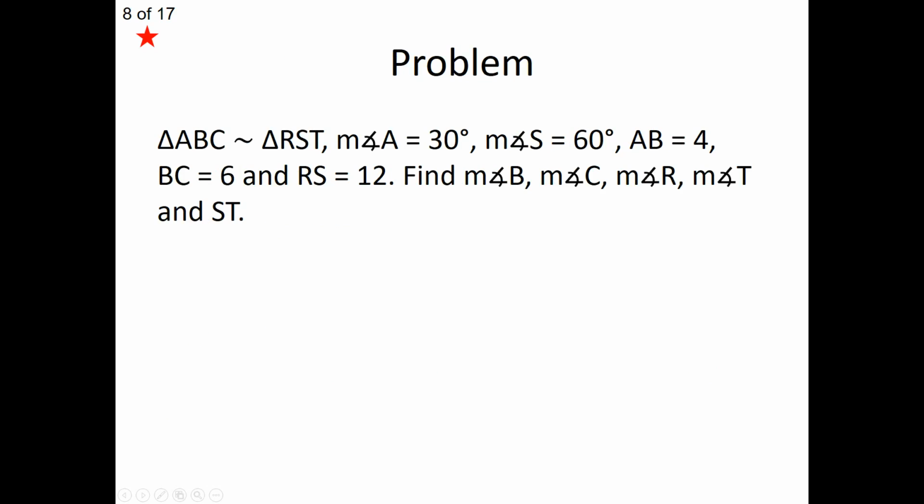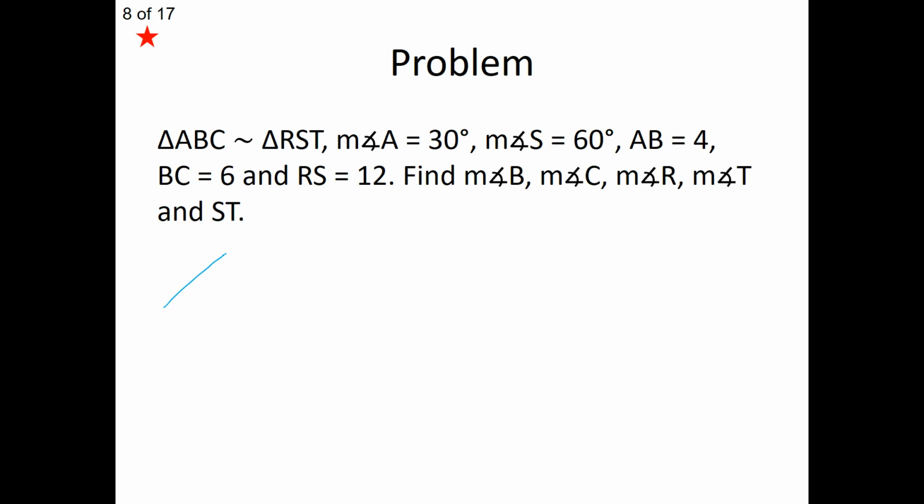So we can use our similarity statement, even without a diagram, to match up corresponding parts and find missing angle measures, or use that to find a missing side measure. If I tell you triangle ABC is similar to triangle RST, then I can match up my corresponding parts. I'm telling you that angle A is 30 degrees, angle S is 60 degrees, AB is a length of 4, BC is 6, and RS is a length of 12. I want you to find these missing parts for me: the measure of angle B, the measure of angle C, angle R, and angle T, and lastly the measure of side ST. If you need to draw a diagram, it might help.